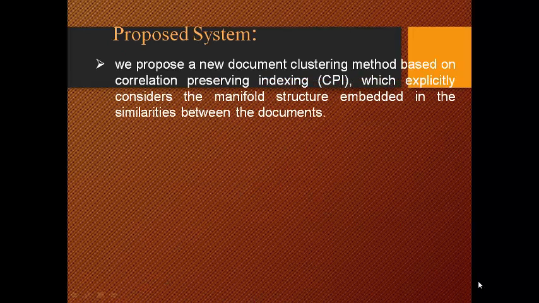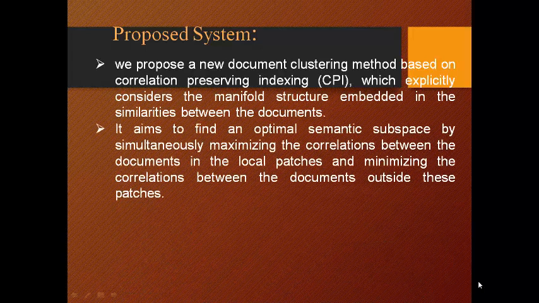Proposed system. We propose a new document clustering method based on correlation preserving indexing, which explicitly considers the manifold structure embedded in the similarities between the documents. It aims to find an optimal semantic subspace by simultaneously maximizing the correlations between the documents in the local patches and minimizing the correlations between the documents outside these patches.